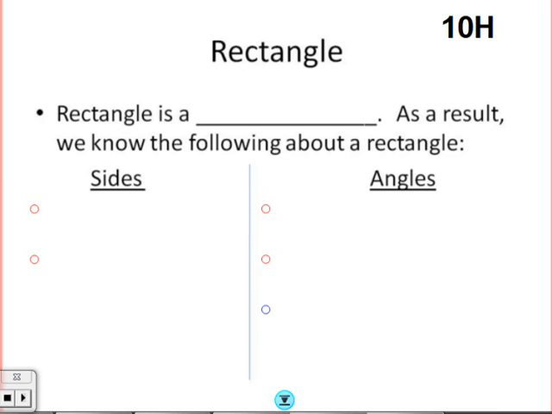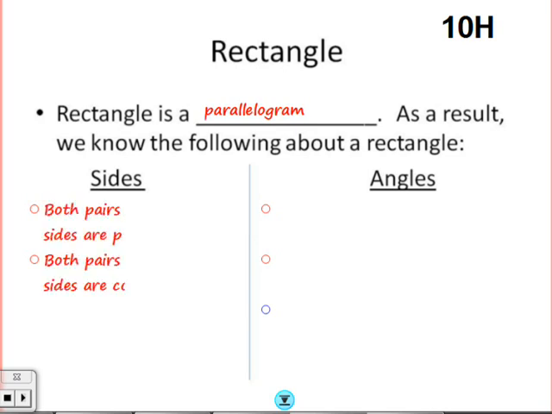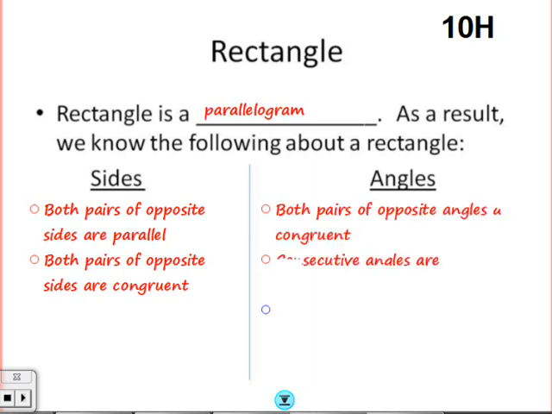A rectangle. So a rectangle is a parallelogram, so all the things that we've already written. This is where you don't have to write as much. The things that we wrote earlier about a parallelogram, they're still true. The opposite pairs of angles and sides being congruent, and the sides are also parallel, and the consecutive angles are supplementary. That's all still true. The big difference for a rectangle is what?